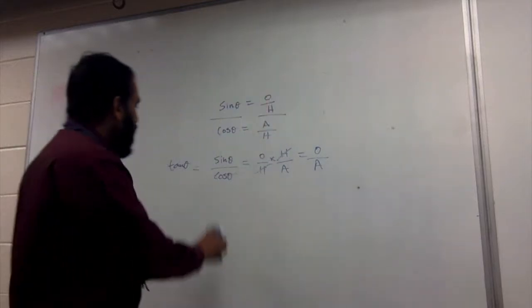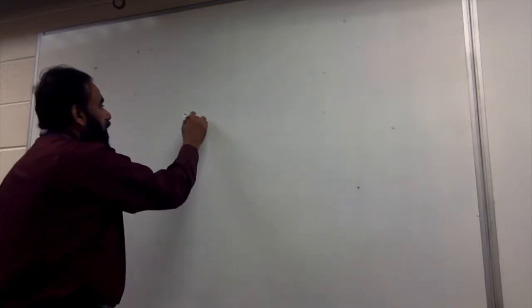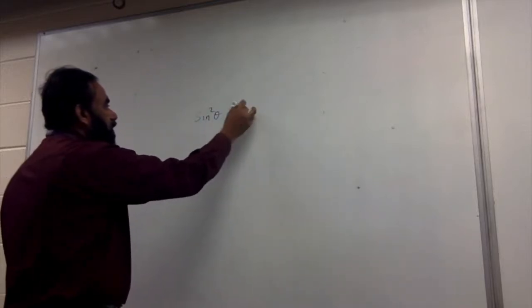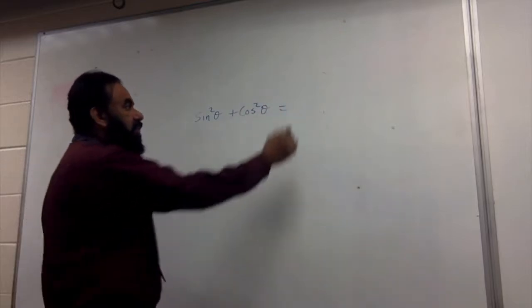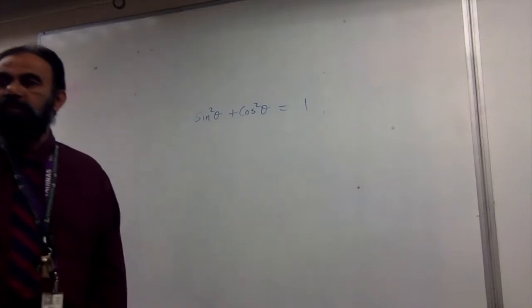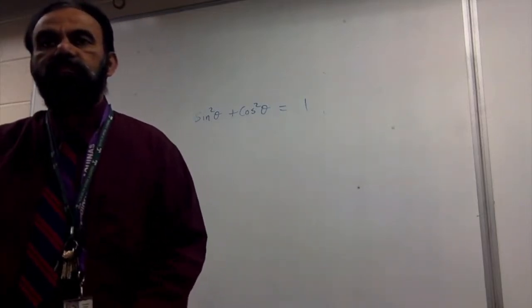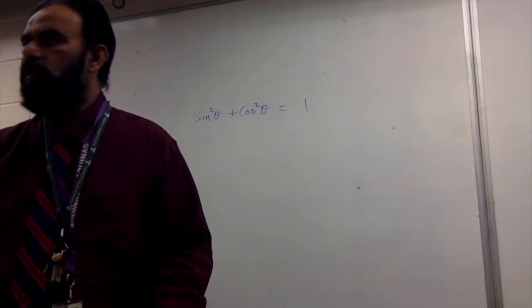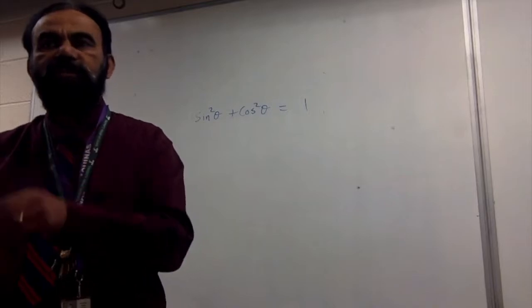And those who have done trigonometry might also know this: sine square theta plus cos square theta is equal to 1. Why is it 1? You learned it as an identity, but why is it 1? Is it always the case? Like sine square 10 plus cos square 10?